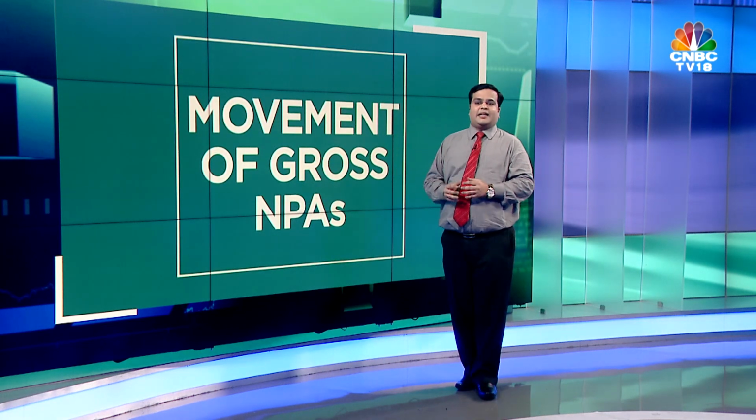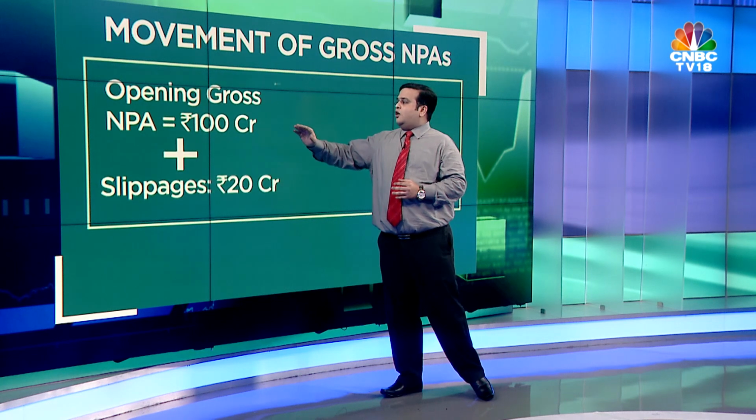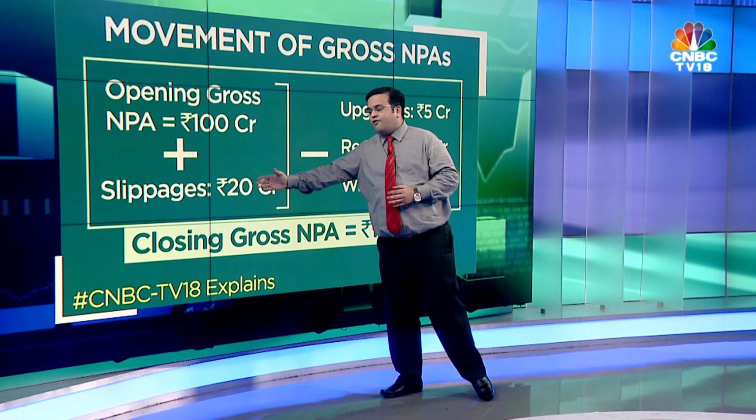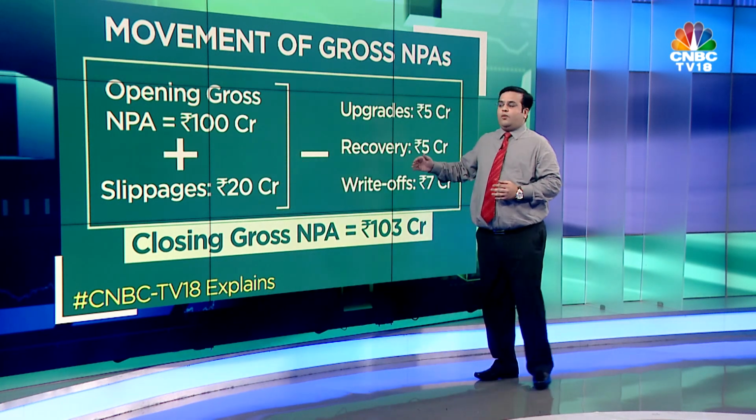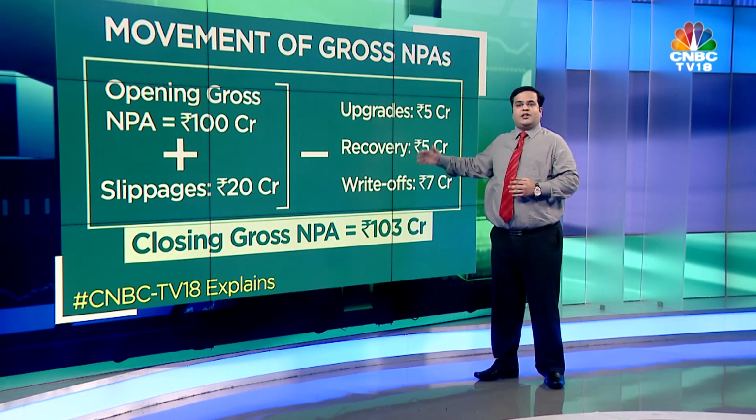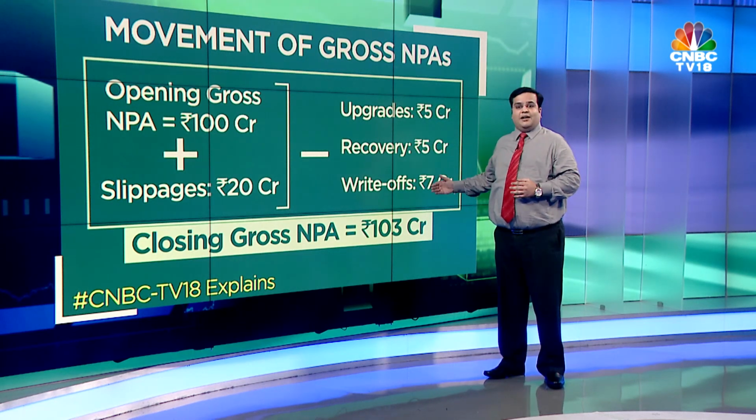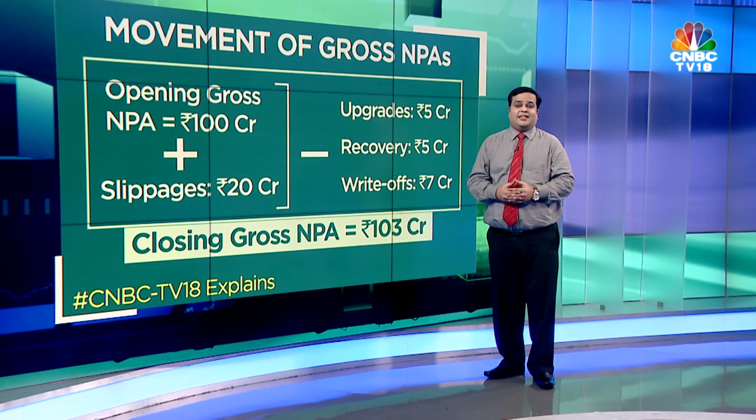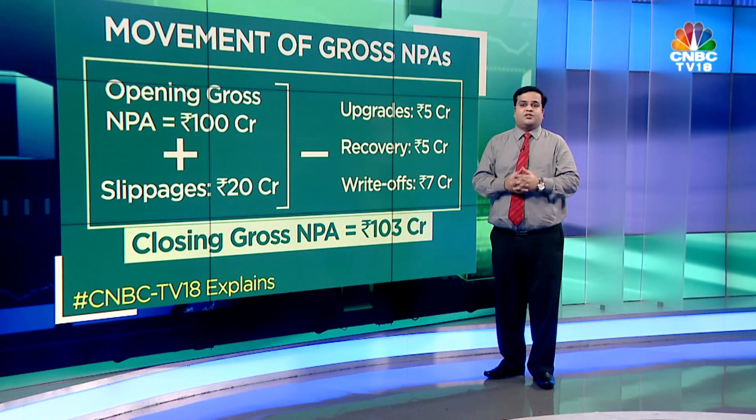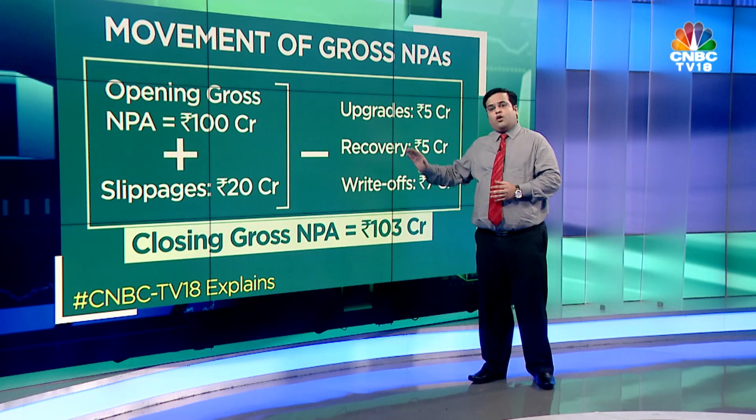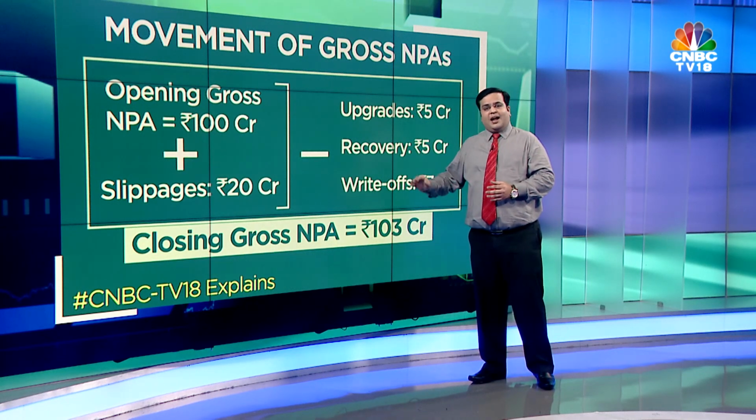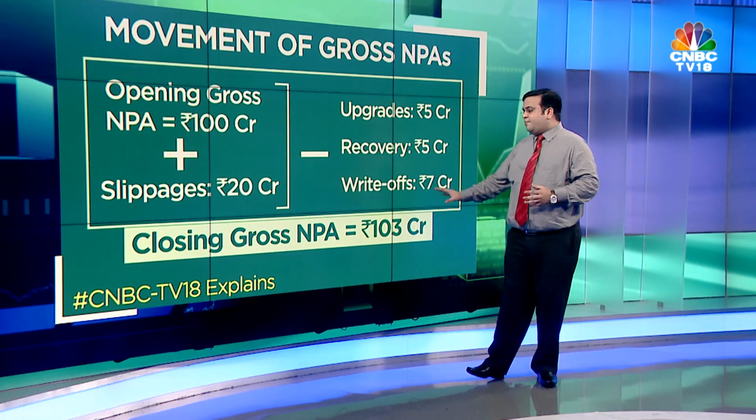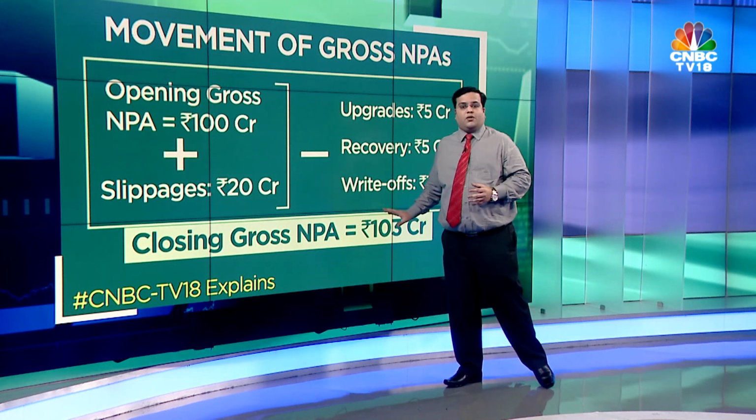Now, let's take a look at the movement of gross NPA of a bank in a particular period. I have taken an example which suggests the gross NPA opening to be at about 100 crores. Add to that slippages or formation of bad loans of about 20 crores, and then you have a reduction in the form of upgrades, recovery and write-offs. I have taken an example of 5 crore, 5 crore and 7 crores. Recoveries also include those assets which are sold to ARCs or asset reconstruction companies. Any NPAs that are written off or marked down to zero value due to unlikelihood of any recovery are also deducted in the form of write-off. So, with this example, we are left with a closing gross NPA of about 103 crores.